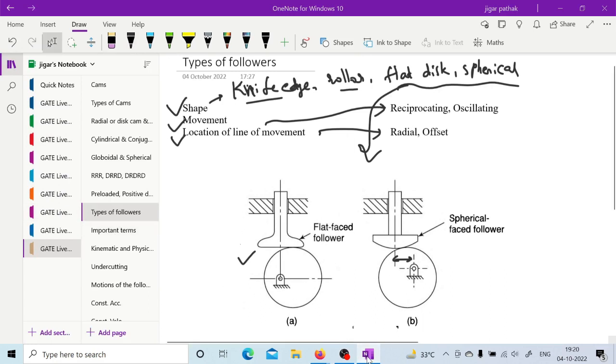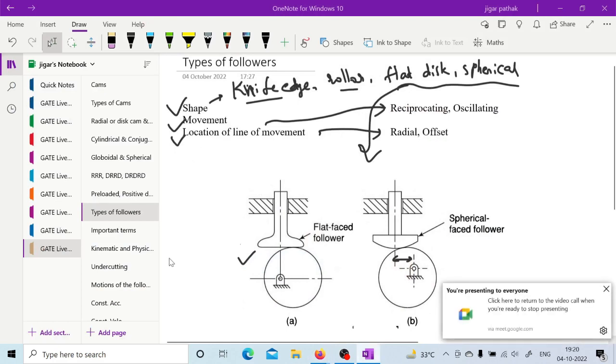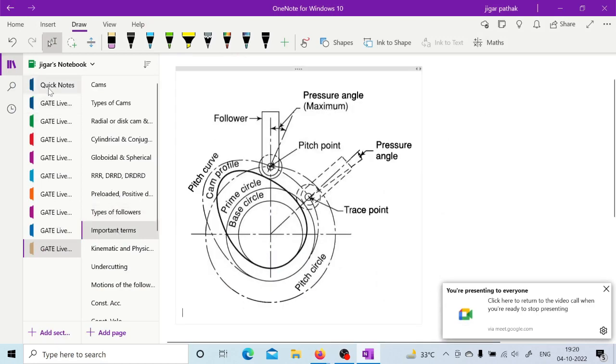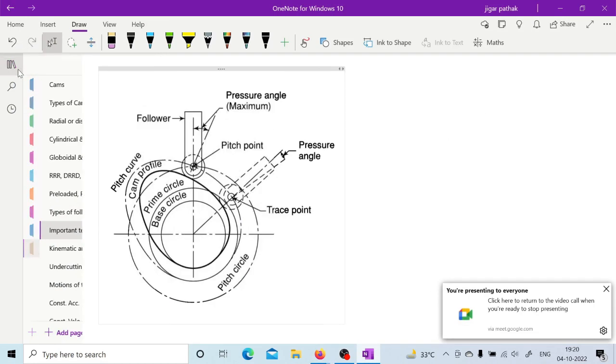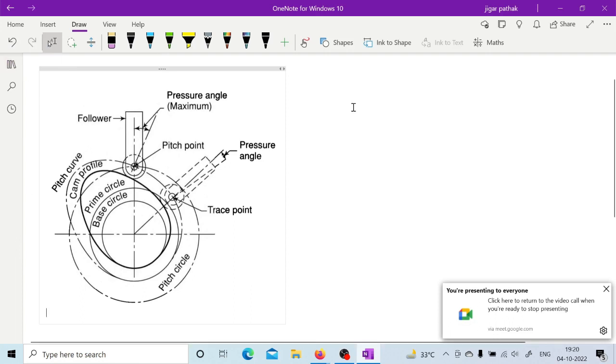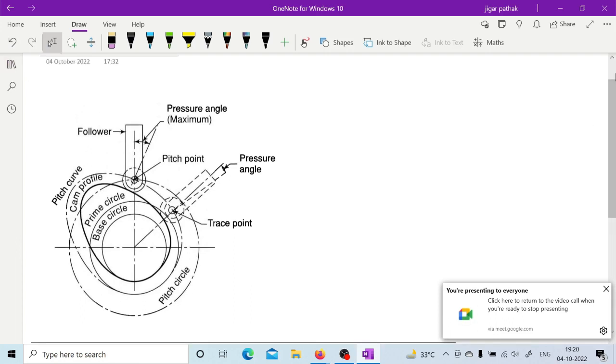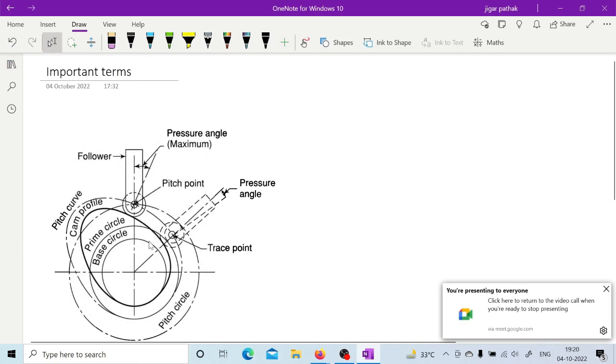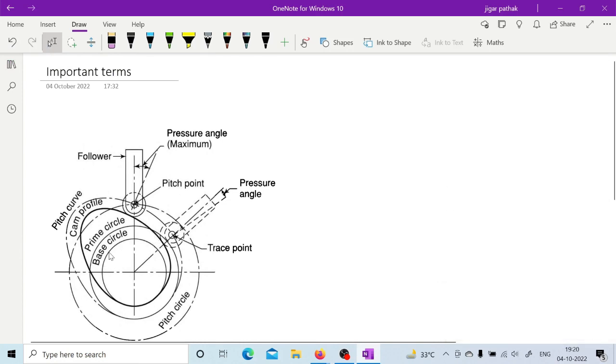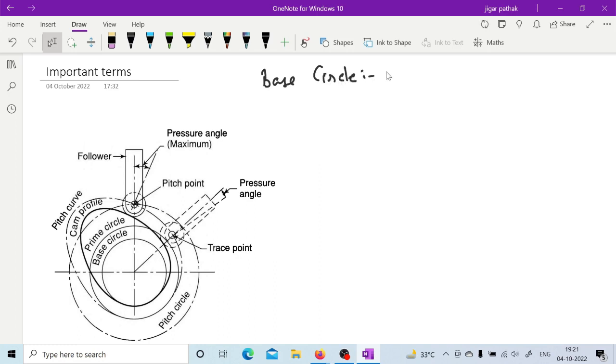Before going to the different types of motion of the follower, first we will go through some of the important terms in cam and follower. There are some basic things you must know before going to the discussion of follower travel or various types of follower motion. So if you see one by one, let us start with the base circle. The base circle is this, as you can see in the figure.